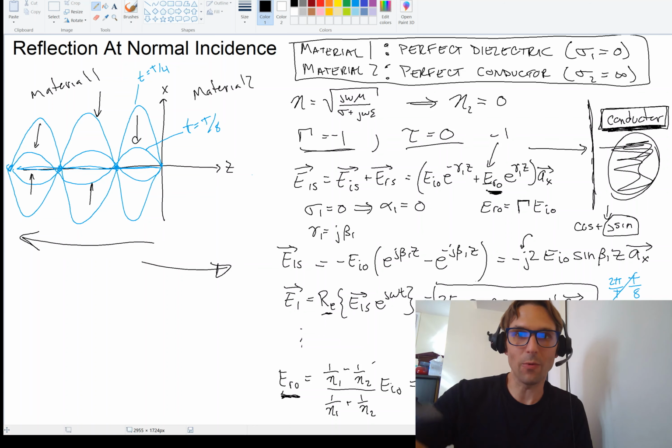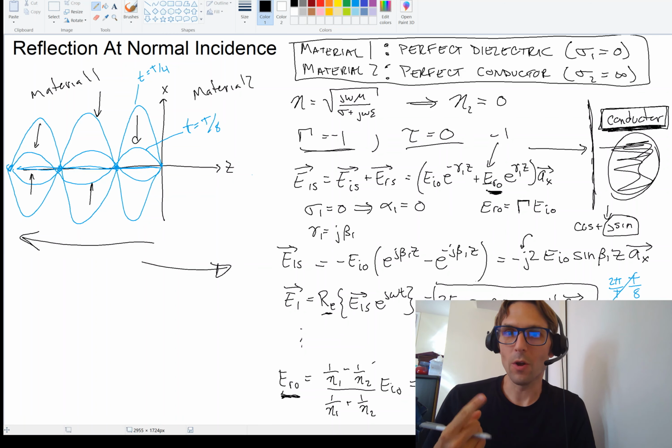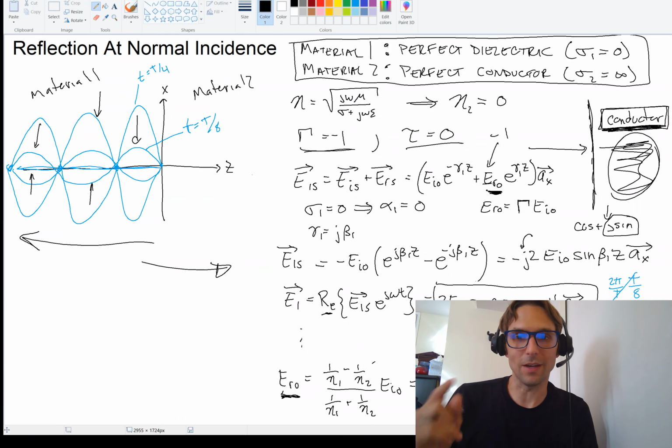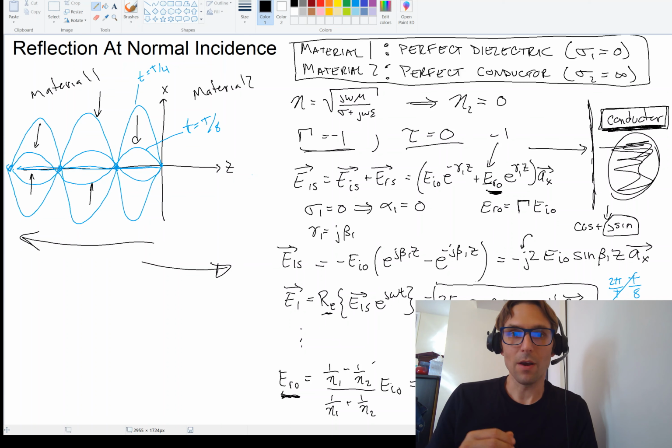So you get a standing wave in this particular example when material 1 is a perfect dielectric and material 2 is a perfect conductor. So I think that's all we have to say now about wave propagation, and we are going to move next to transmission lines. Almost there, last section, transmission lines.